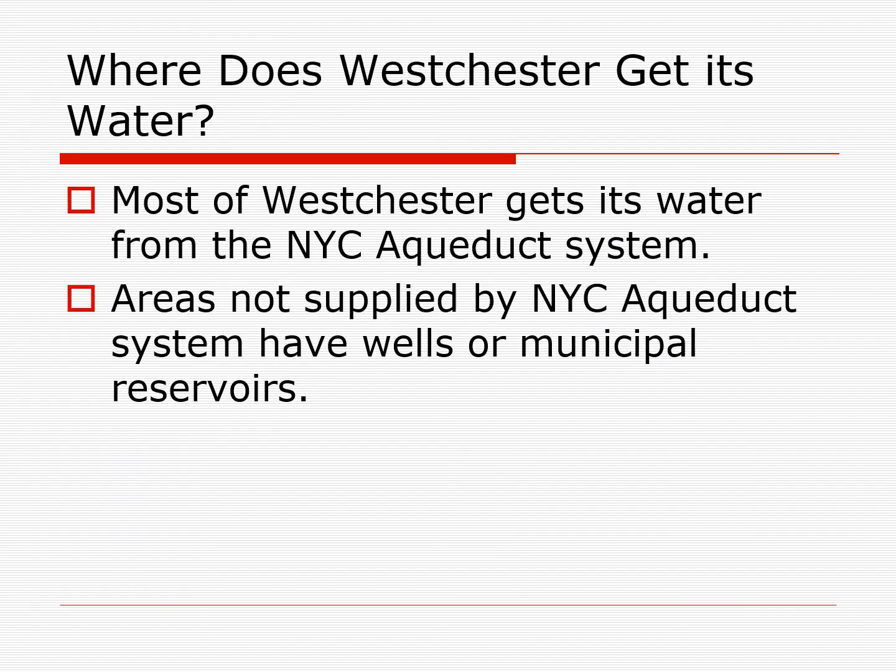So where does Westchester get its water? Most of Westchester gets its water from the New York City aqueduct system. Areas not supplied by the New York City aqueduct system have either wells or municipal reservoirs.